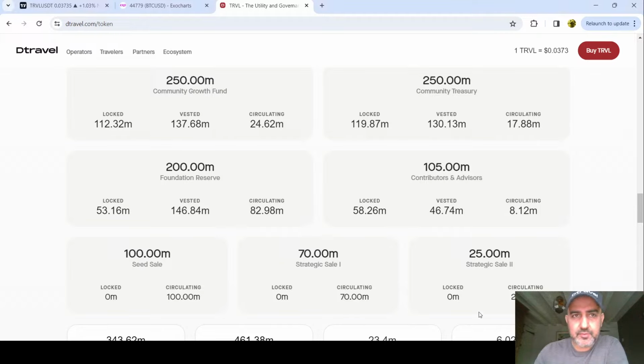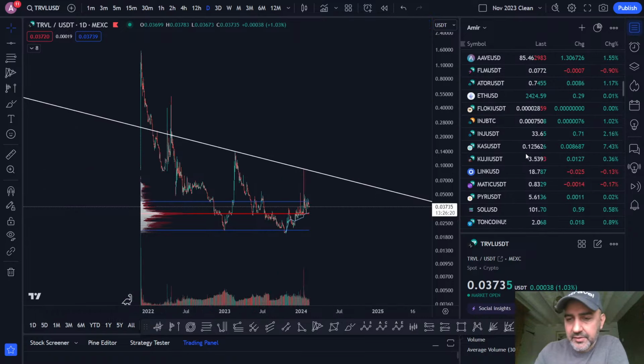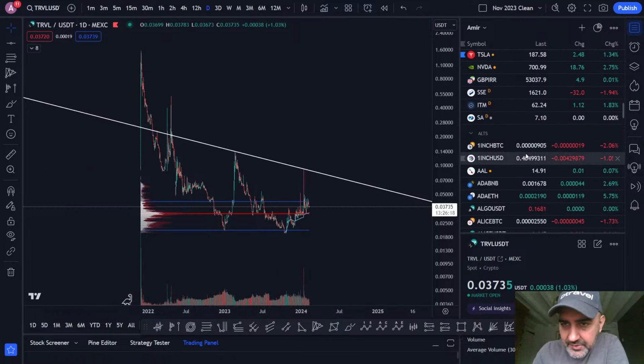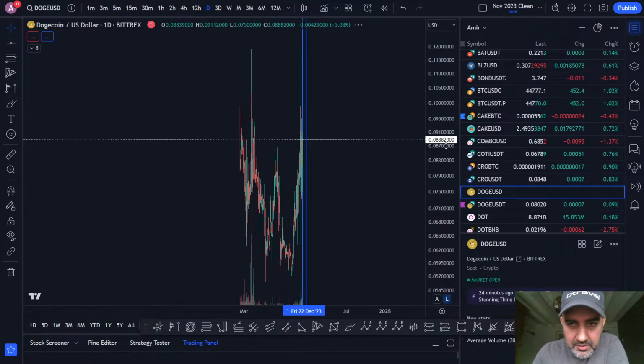We want to look at now. I think we're going to have a quick look at Doge, unless anyone has something else they want me to look at. But David wanted me to have a look at Doge, so Doge it is.